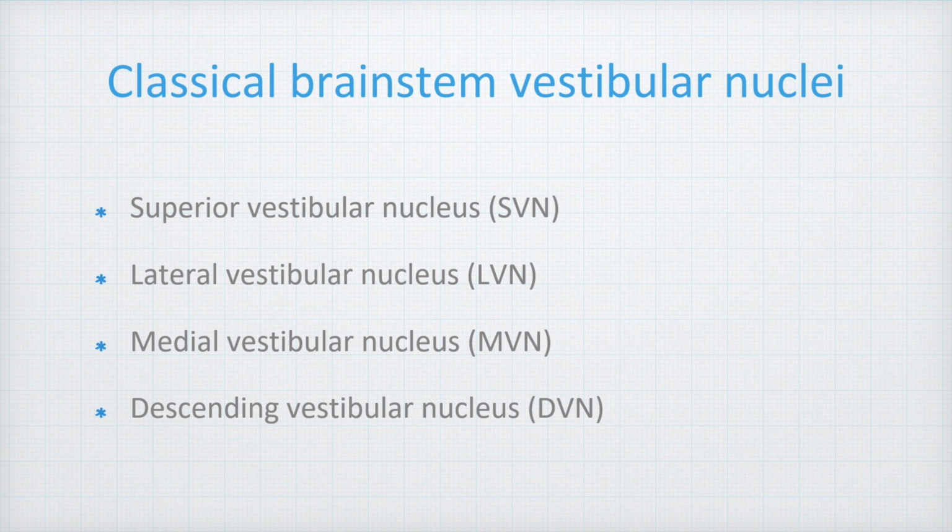Now, classically, there are four vestibular nuclei in the brainstem. These are known as superior vestibular nucleus, lateral vestibular nucleus, medial vestibular nucleus, and descending vestibular nucleus. Important point to remember here is DVN is descending vestibular nucleus and not dorsal vestibular nucleus. So, superior, lateral, medial, and descending vestibular nucleus. These are the four classical vestibular nuclei in the brainstem.